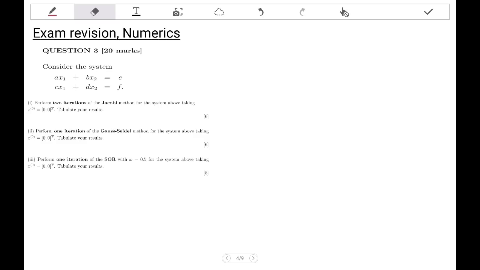So let's look at this one. This is question 3. I don't know which year, I just took them from the past papers. Those papers don't have a date. So let's look at question 3. Question 3 was like this one.